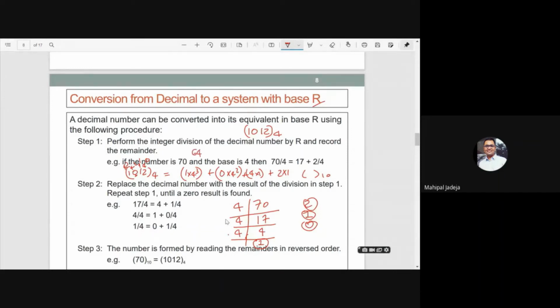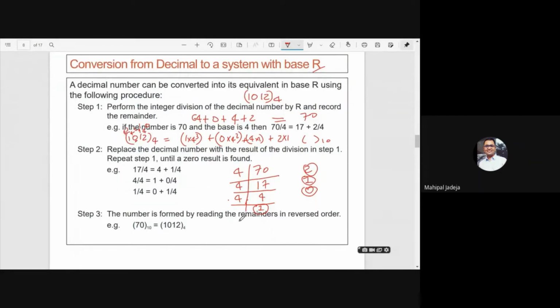So 64 plus 0 plus 4 plus 2, which is nothing but again 70. So that means this conversion is correct, right? So what I'm doing effectively here, let's try to analyze this further. If I write it down one more time here, 1012, and the initial number was 70, then what I am doing effectively, if I divide this number by 4, again, I want my answer in base 4, therefore I'm considering divided it by 4.